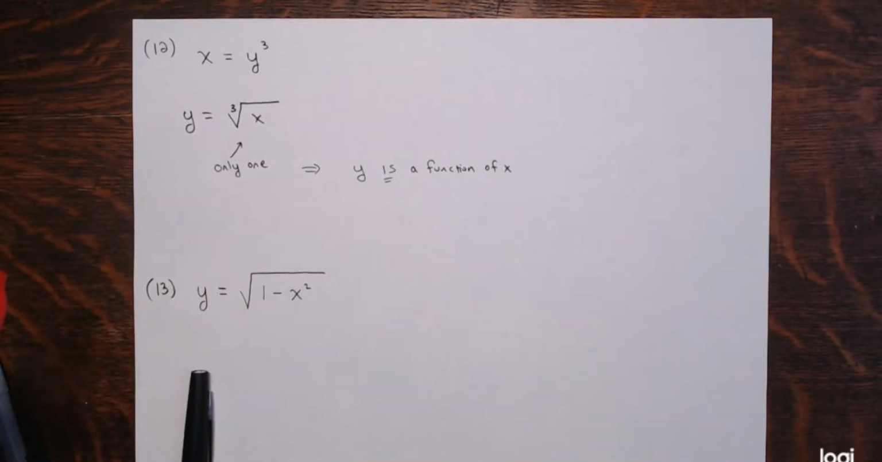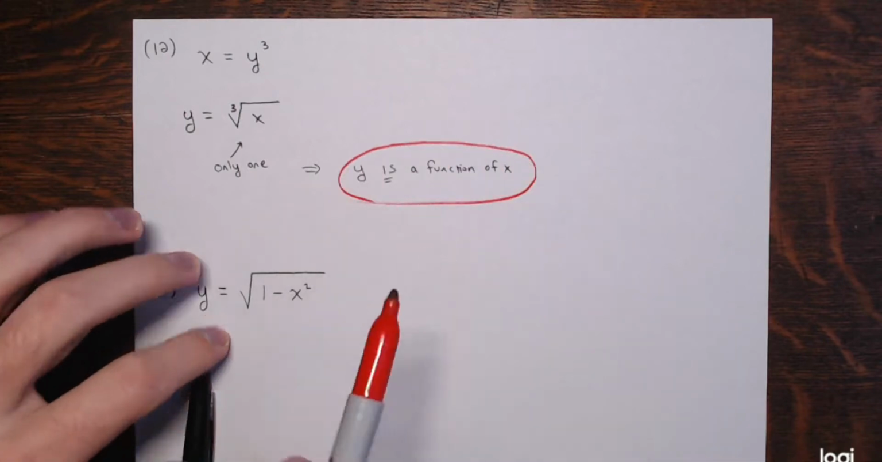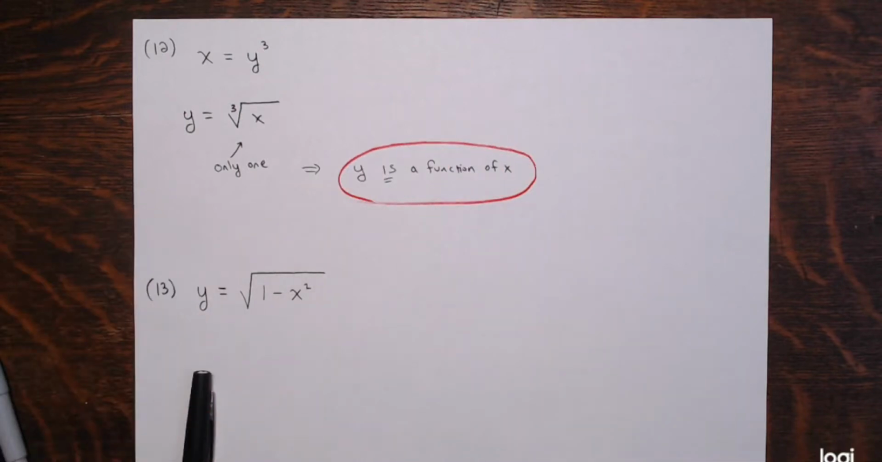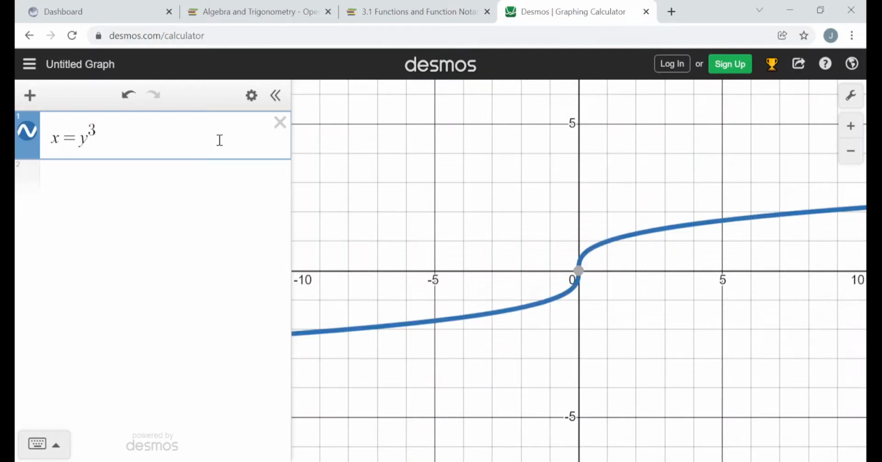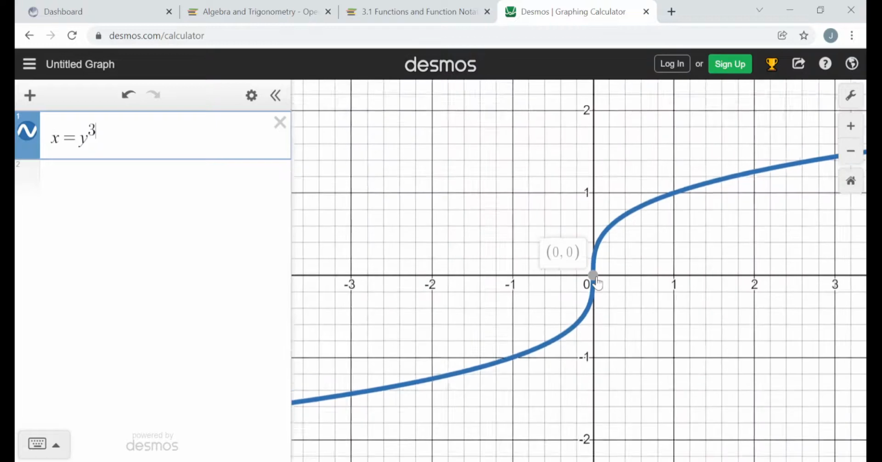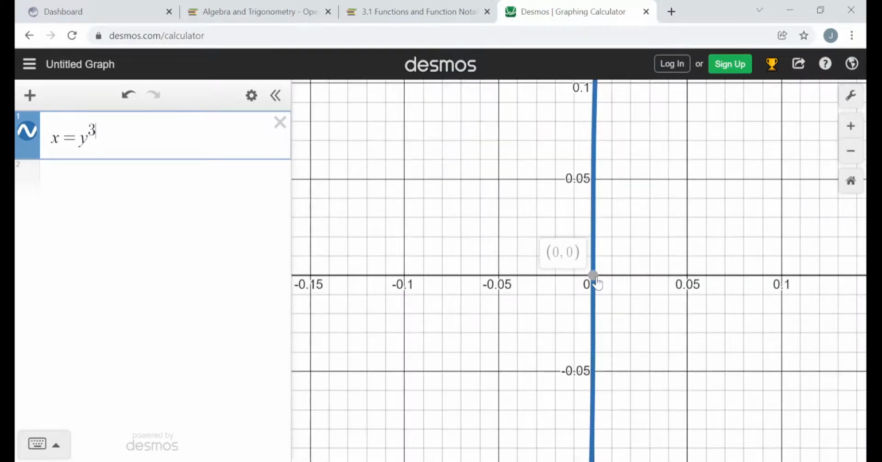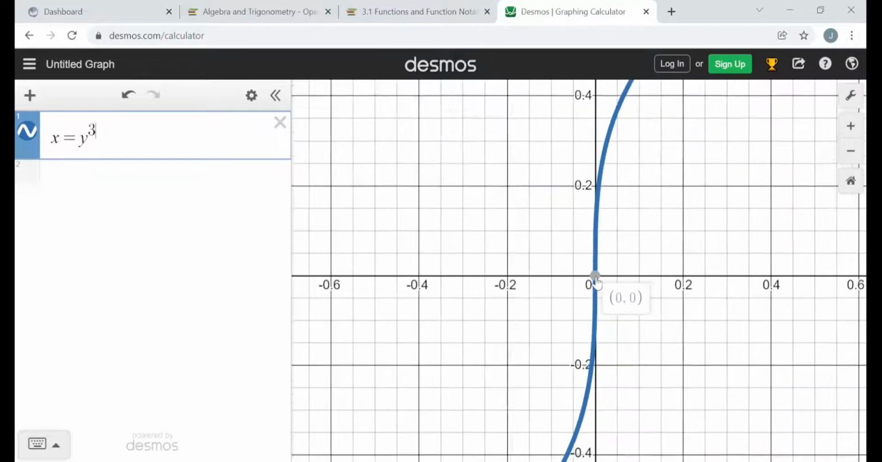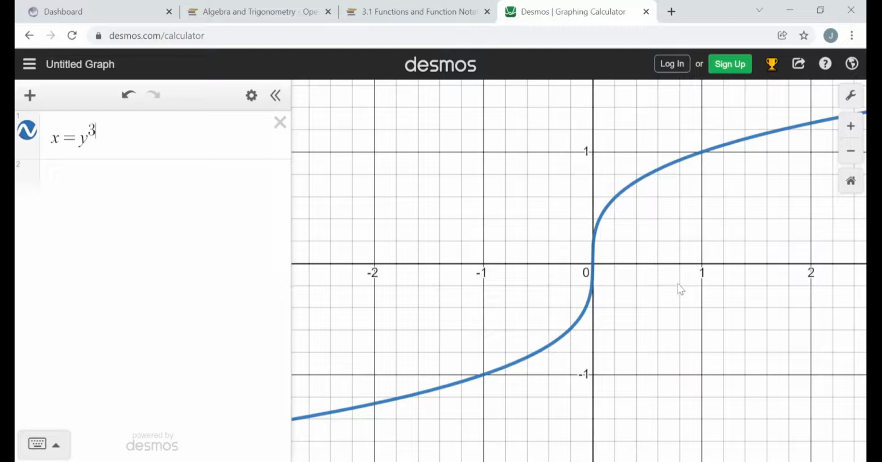Wonderful. And again, let's look at the graph, and you'll see that it passes the vertical line test. No vertical line will hit the graph more than once. All right, and here it is. x equals y cubed was the equation they gave us. Now you can zoom in more and see that this isn't straight up and down. It's actually at an angle. I know it looks straight up and down here, but it's not. It's just very sharply rising here.